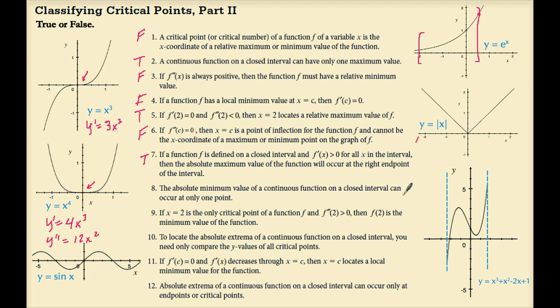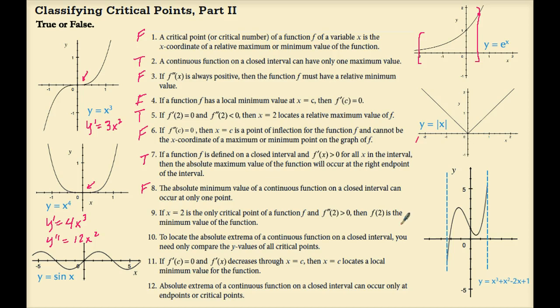Number 8. The absolute minimum value of a continuous function on a closed interval can occur at only one point. Not necessarily. Let's go back to our sine function. The absolute minimum value is -1 and it's occurring at more than one point. A better way to write this would be to say, there is only one absolute minimum value, but it could occur at more than one x value.